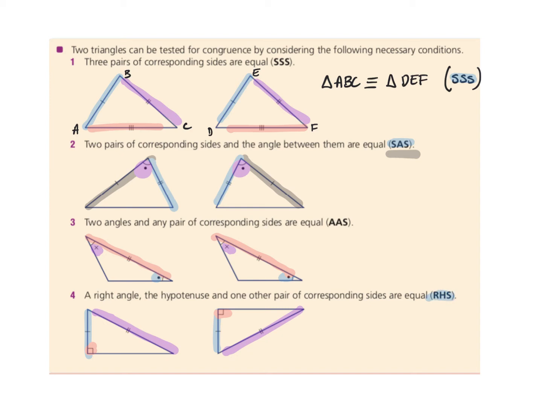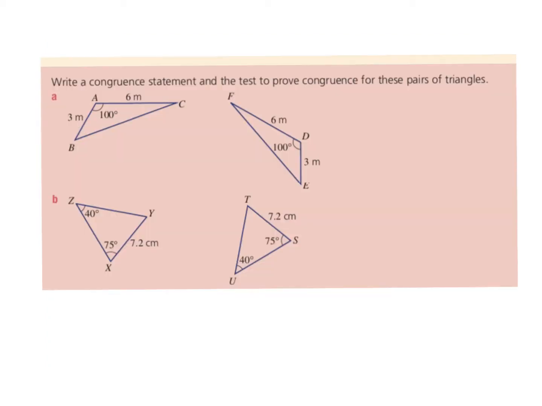All right, so let's go and do some practice. Write a congruent statement and the test to prove the congruence for these two triangles. What I'm having a look at here is that this is 3 meters and I've got a 3 meters there as well. I have a 6 meter along there and also there's a 6 meters there. So two sides I know are the same. Now, can you see the angle in between those two sides is also the same? So I can now write a statement that they are congruent.